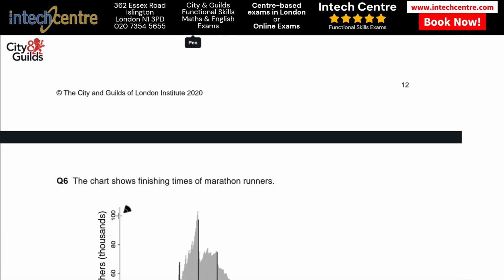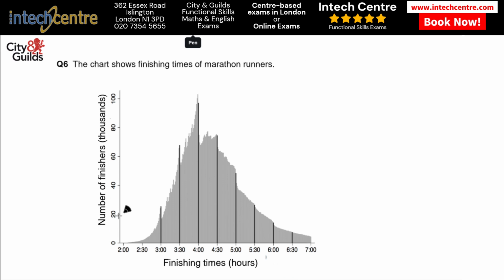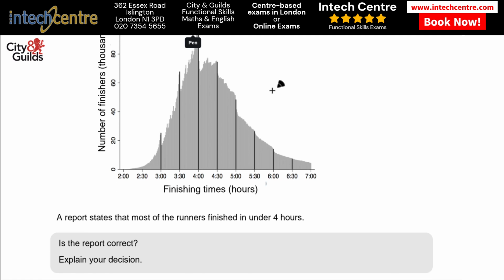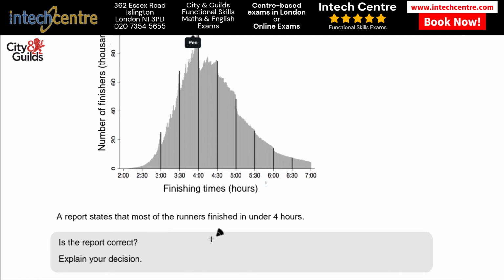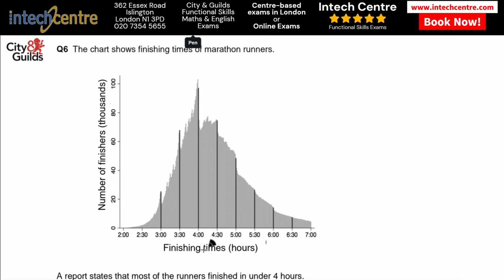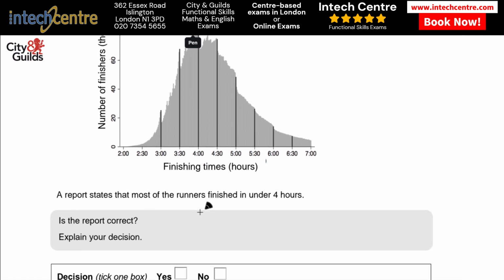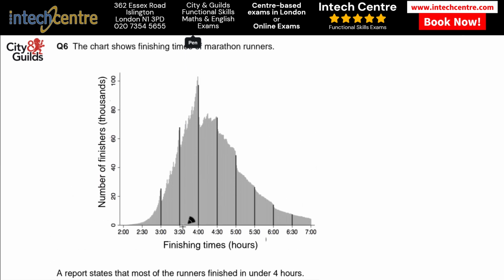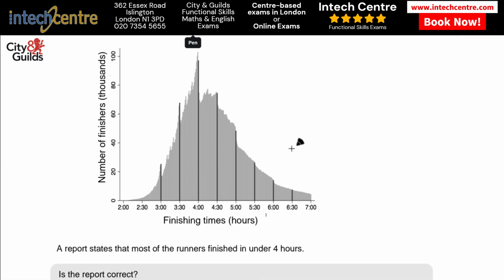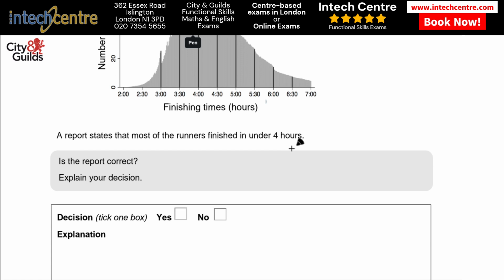Moving on to question 6, we are given a chart showing finishing times of marathon runners. A report states that most of the runners finished in under 4 hours, so the line for 4 is here. Most runners finished within this side, the left-hand side of the 4 line. Is the report correct? Explain your decision. Now, with this, just by visualizing the report and the graph, we know that this is not correct. The answer is no. There are multiple explanations that you can give in this case.